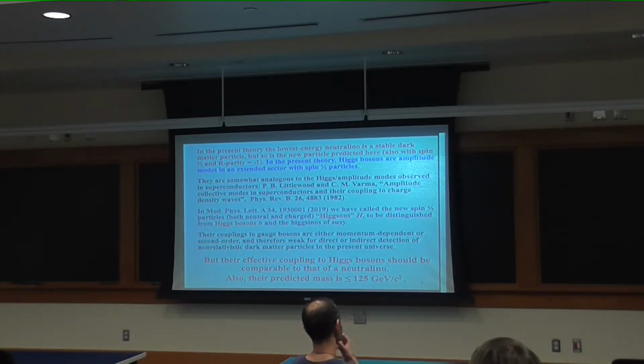I'll race through this. The new particles are an extended Higgs sector in the sense that the Higgs boson, all Higgs bosons, are regarded as amplitude modes that are analogous to the amplitude modes that have been seen in condensed matter physics for decades now. And here's a reference to one of the papers by Chandra Varma, who came here not long ago. We have given this name, it's published now, Higgsons, to these particles. We use a capital H for them. We're aware of the fact that capital H is used for Higgs bosons by some people, but we use a capital H for them, small h for all Higgs bosons, and of course an H squiggle for the Higgsinos of SUSY.